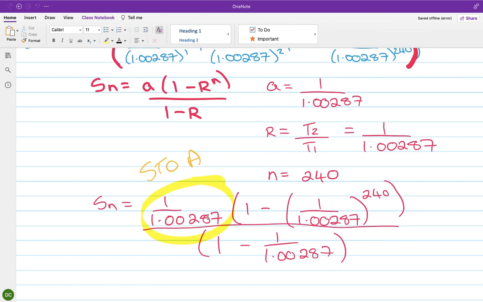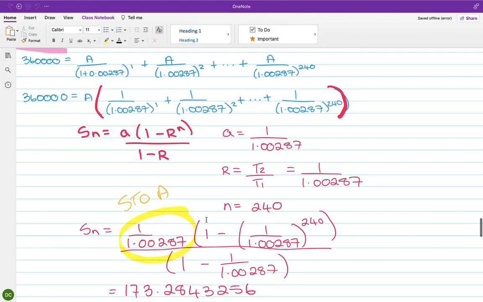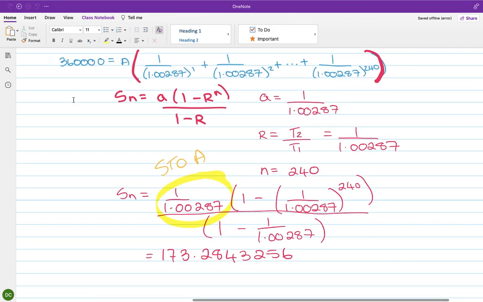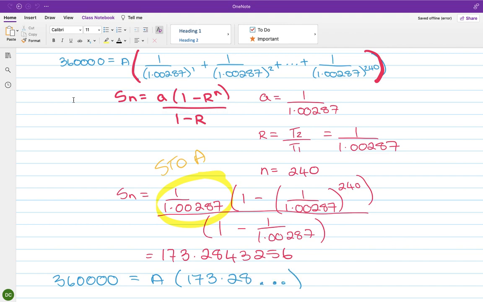Okay, so when I do that, I am getting 173.284326. That, if I zoom out a little bit, is the answer to the bracket, which was part of a bigger equation. So I'm just going to sub that back in. So I get 360,000 equals A times 173.28 and so on. I've kept the whole number in my calculator.